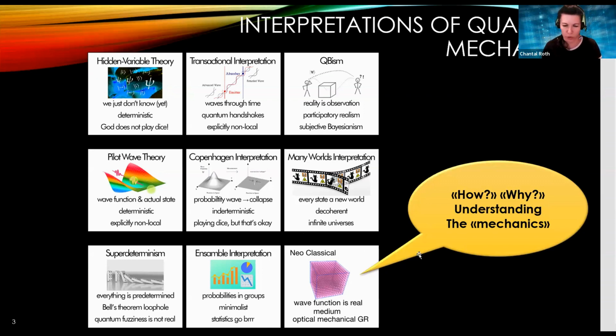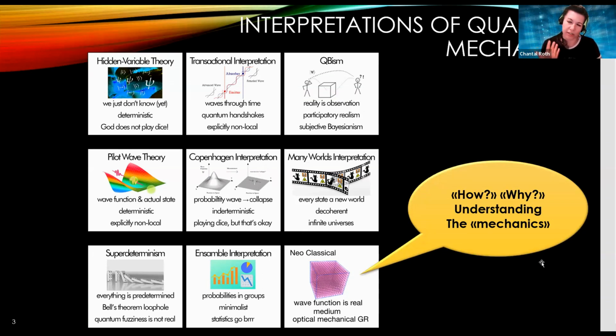Sometimes I've heard a word called wave monism. It was actually originally proposed by de Broglie. And this interpretation is very much back to the basics, really, from the ground up. The idea here is the wave function is real. There is a medium, and there are no particles. Everything is just the wave function, basically.